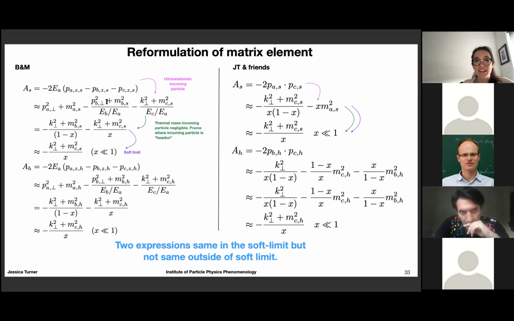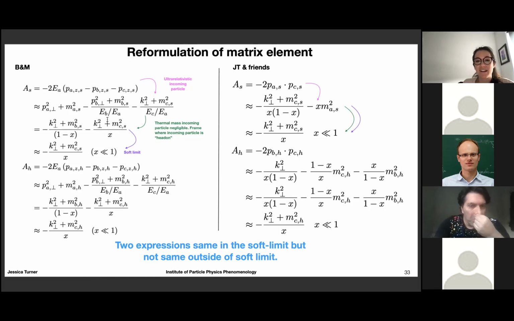If we substitute in kinematics and approximate that the incoming particle, well, we go to the frame where the incoming particle has no transverse momentum, i.e. it's coming head on, then this AS has the following form. If we neglect the thermal masses, i.e. MBS and MCS, then we can simplify this even further.